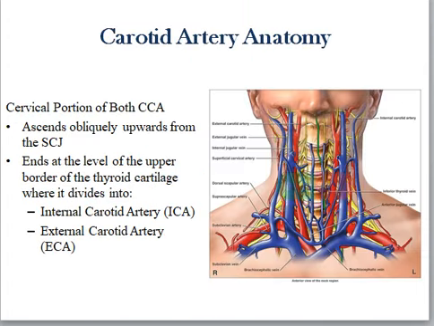Now coming on to the cervical portion of both common carotid arteries. It ascends obliquely upwards from the sternoclavicular junction and it ends at the level of the upper border of the thyroid cartilage where it divides into internal carotid artery and external carotid artery.